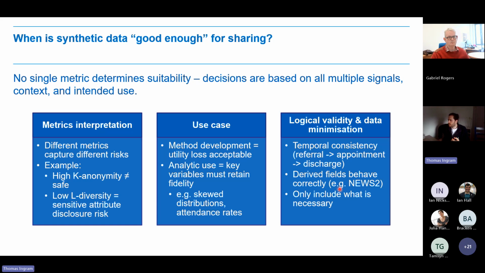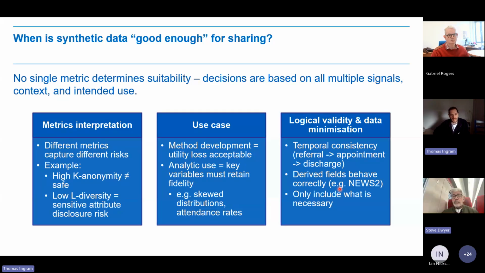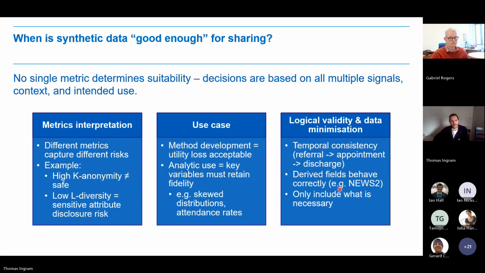And this really comes to the point of when is synthetic data good enough for sharing, as I've tried to describe. No single metric is good enough for determining suitability alone. And to do this, we would base our decision on multiple signals. And I've just mentioned this, the context as well. I've captured this, I think, in my statements earlier, but they capture different risks. And I use this example of high k-anonymity, low L diversity.